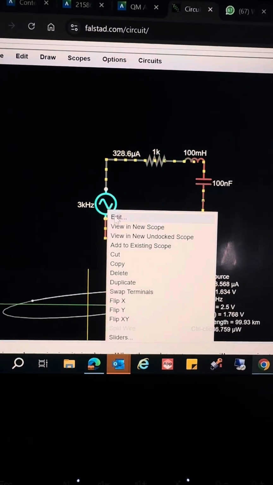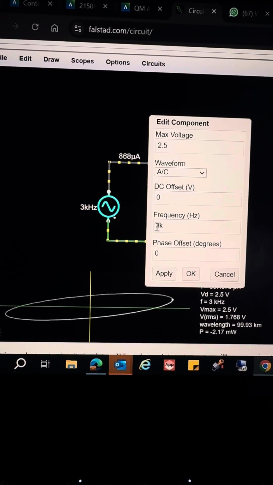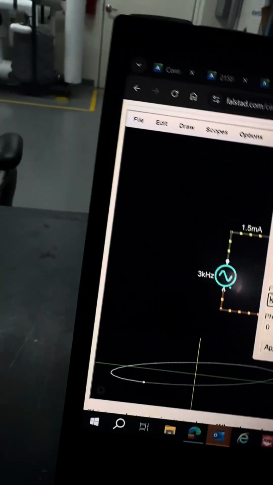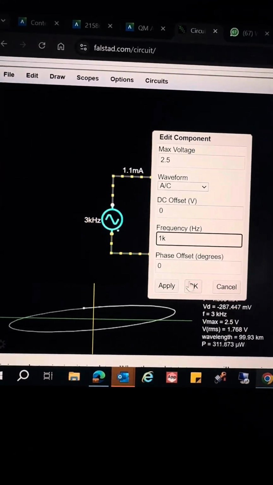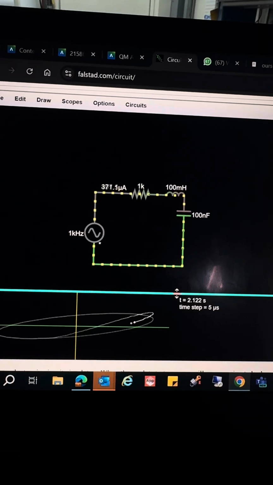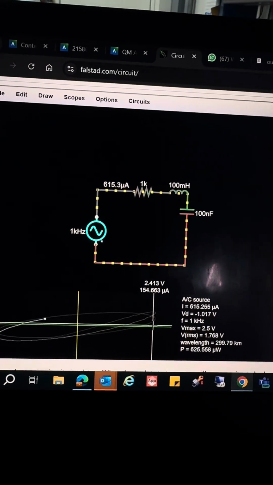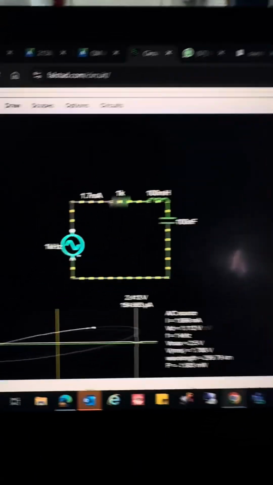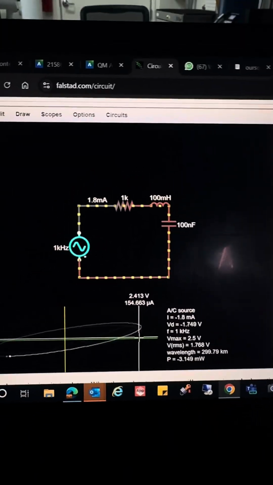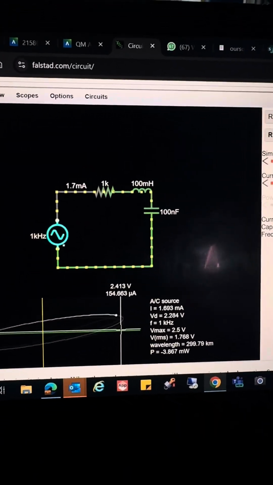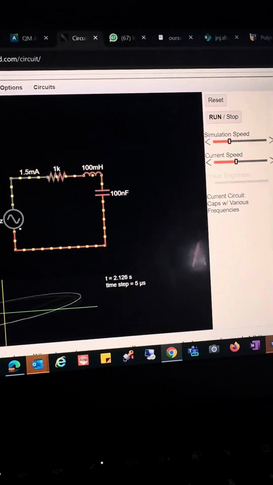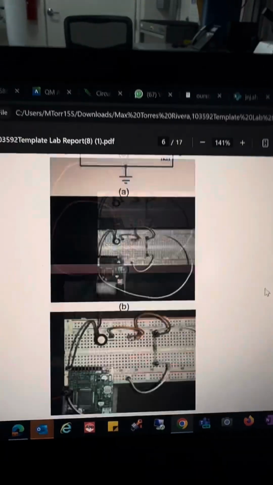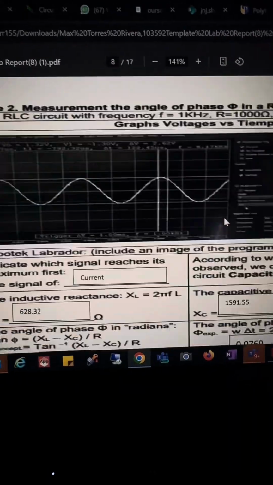You can change your last table, 1K or 1000 hertz. Change the behavior, wavelength, everything. So that's how we get our initial data. We're filling out data table 4, 5, and 6. So I'll show you values for those 3 tables.